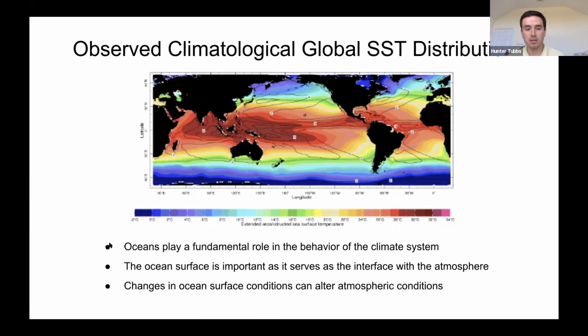Also plotted here, which is a little bit tough to read, I apologize for that, are contour lines. These contour lines show average annual precipitation in millimeters per year. And from this, you can see, if you look really closely, that the higher precipitation rates are often associated with warmer sea surface temperatures, with comparatively drier conditions across areas of cooler sea surface temperatures. This is due to processes such as evaporation and atmospheric instability, which we won't go through too much here.